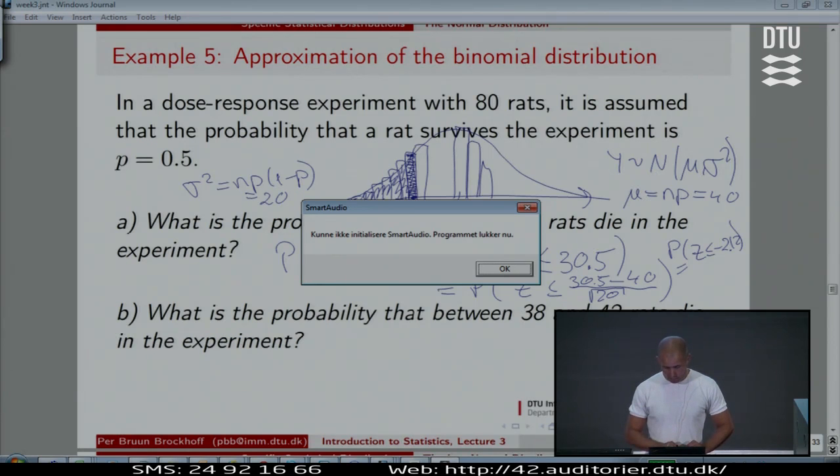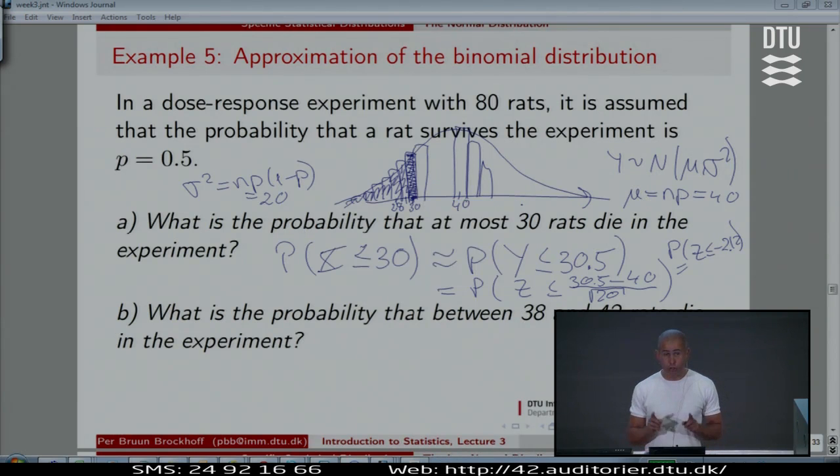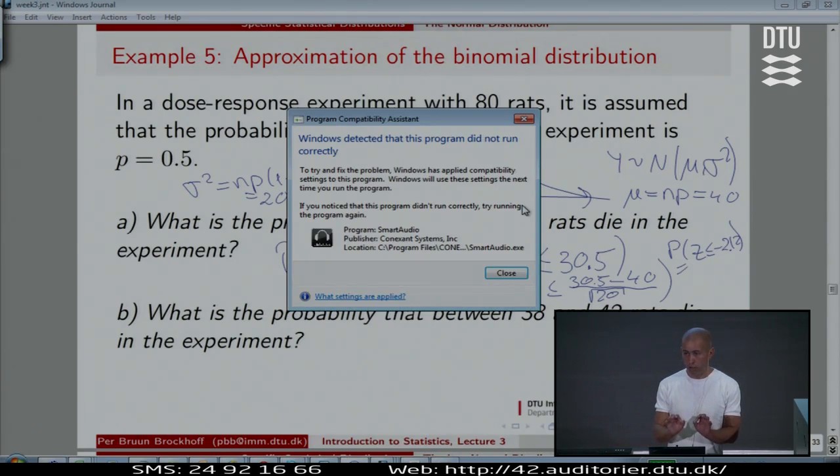But the reason for me still showing it to you is that we are going to use the normal distribution in a much more substantial way in the future, in the rest of the course, because the normal has this very central property that it can approximate many other distributions. Basically any other distribution. For instance, the binomial. This was just showing you this explicitly.